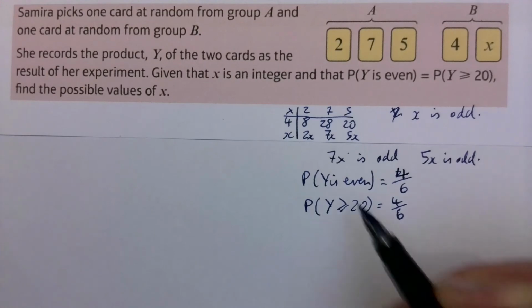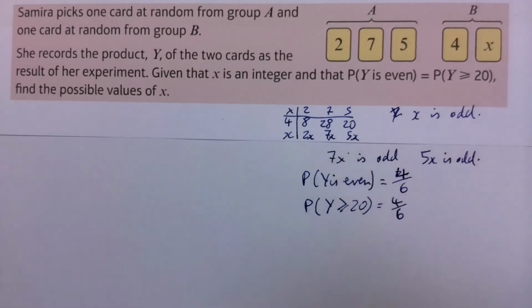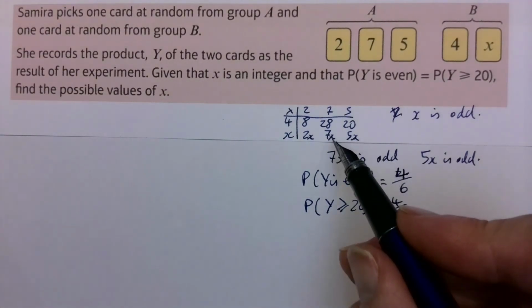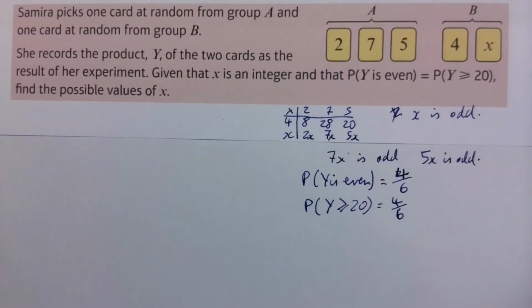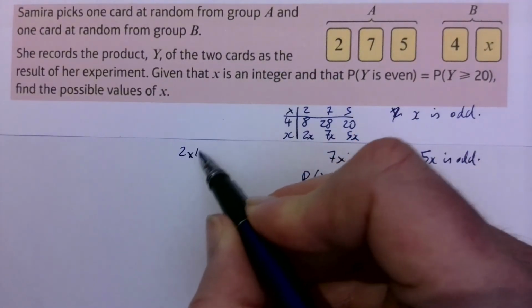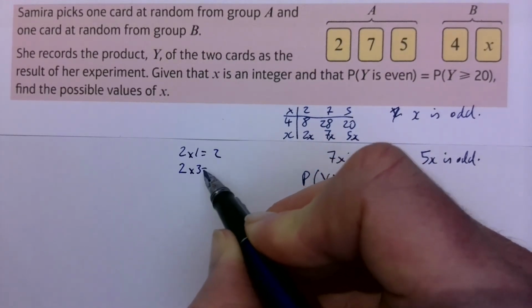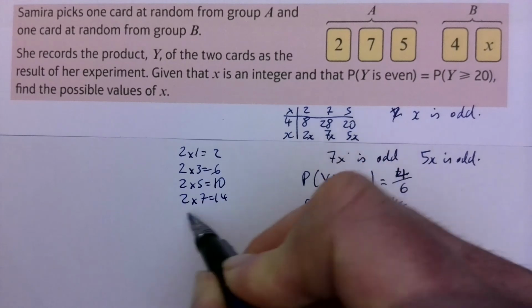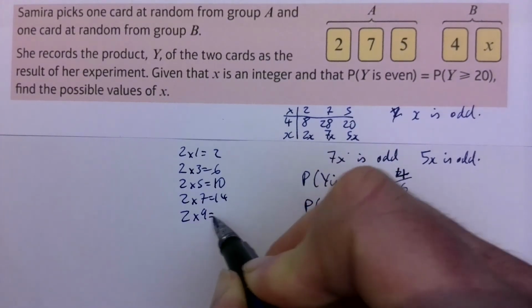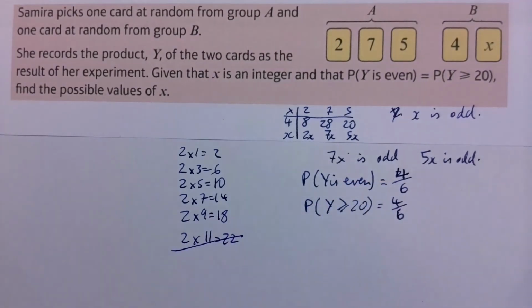So what does that mean? That means that these two must be bigger than 20 or equal to, and this one is smaller. So we're looking for an odd number that makes 2x less than 20. So we could have 2 times 1 is 2. We could have 2 times 3 is 6. We could have 2 times 5 is 10. We could have 2 times 7 is 14. We could have 2 times 9 is 18. We can't have 2 times 11 is 22, because that's too much.